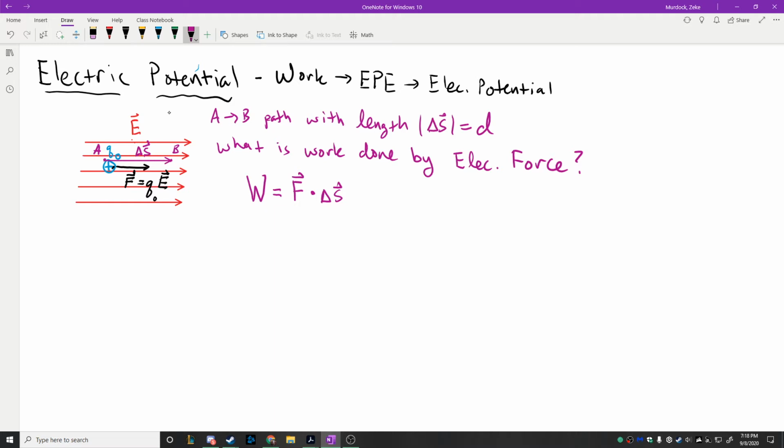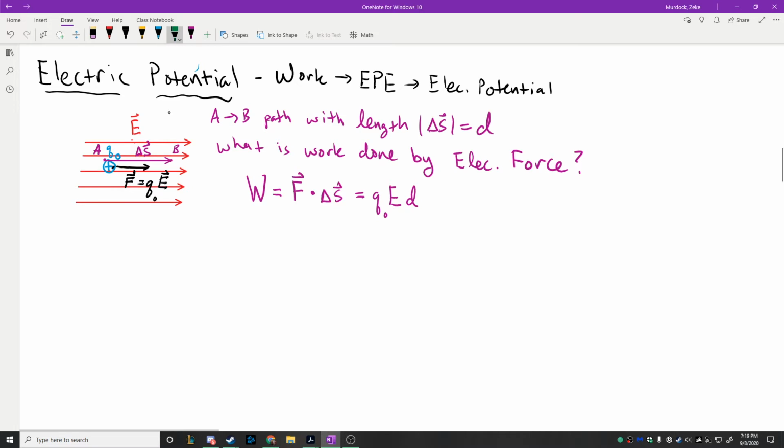But as long as the particle moves along a path that's parallel to the force, this simplifies greatly to just become Q naught, that's the force, times E, multiplied by the distance d. That's the work done.